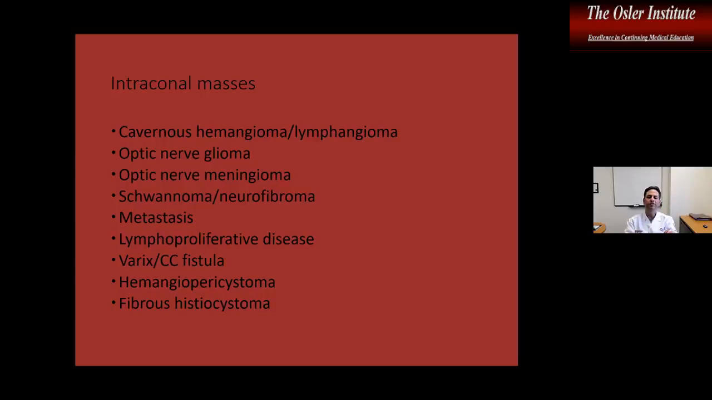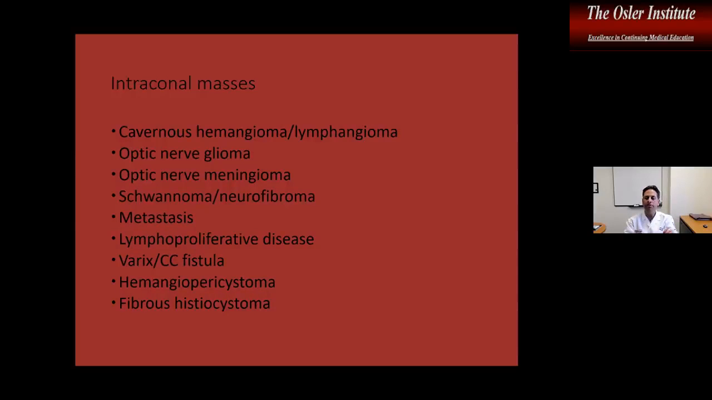Treatment in children is with chemotherapy, and the main differential is optic nerve meningioma, which is usually in older females, and you get the optociliary shunt vessels.